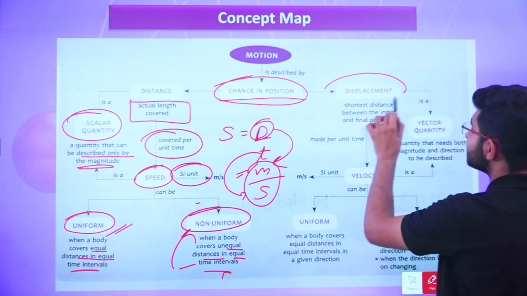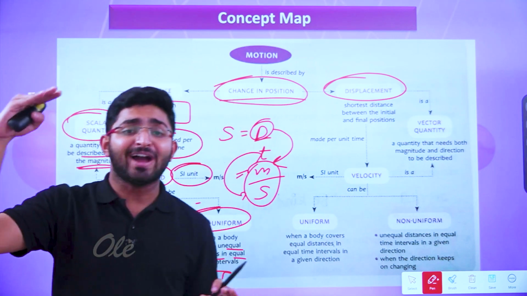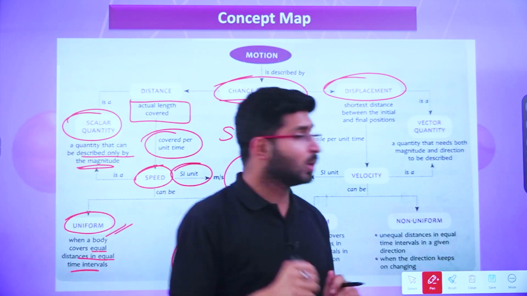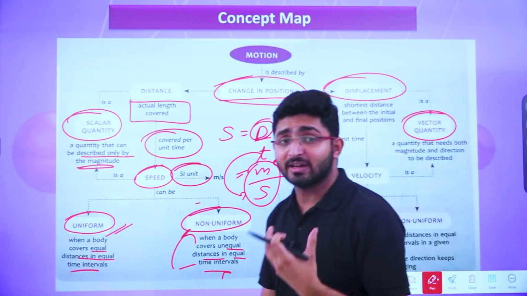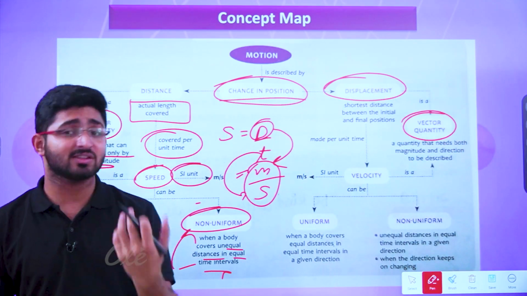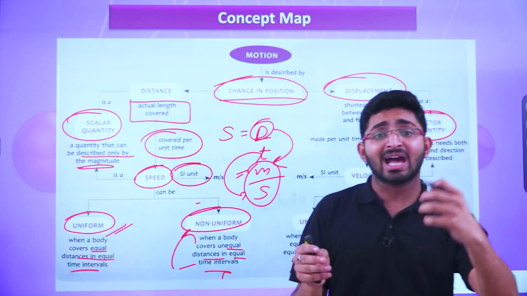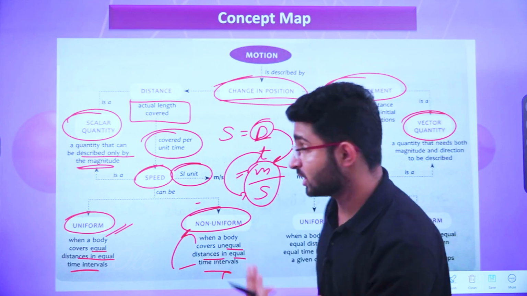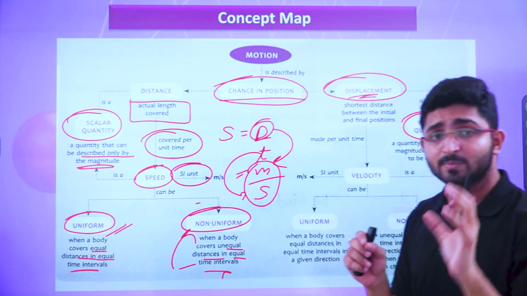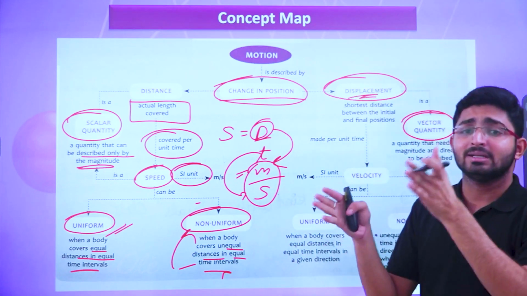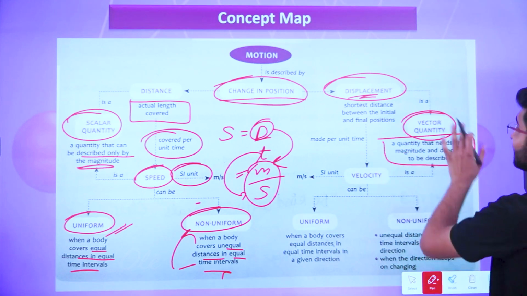Now next one is the displacement. What was displacement? The shortest distance between the initial to final position, that will be the displacement. Okay, so you can see displacement is a vector quantity. Now why am I saying that displacement is a vector quantity? Firstly, you have to understand what a vector quantity is. I have told you, a vector quantity is a quantity where we are using the magnitude as well as the direction of that object. Okay, so why am I saying that displacement is a vector quantity? Because we are denoting the displacement of an object with the magnitude and direction. Right, so you can see a quantity that needs both magnitude and direction to be described is a vector quantity.